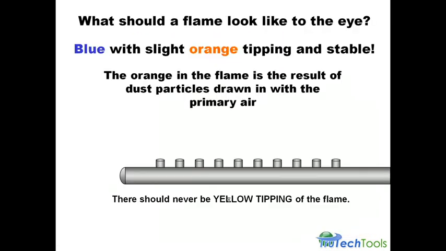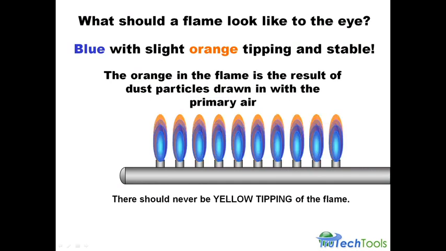What should the flame look like to the eye? Well, for the most part, flame should look blue with slight orange tipping and stable. The orange is typically the result of dust particles drawn in with the primary air. But there should never be any yellow tipping of a flame. Now you get into some old boilers, they could actually have a golden colored flame. It's called a carbon luminous flame, and it's different than a yellow tipping flame. Yellow tipping is a result of insufficient primary air.